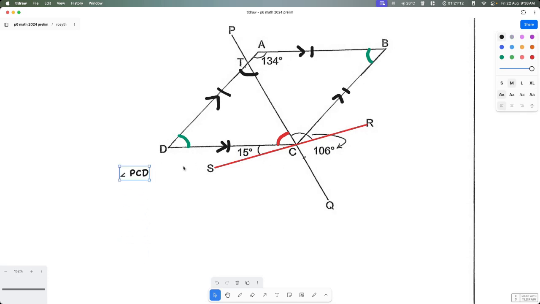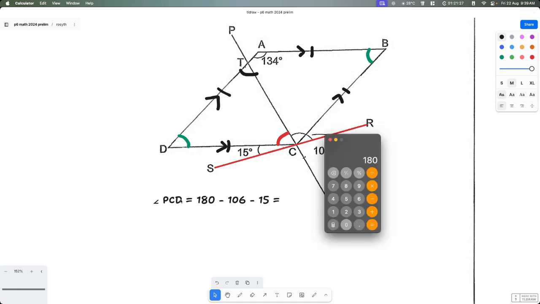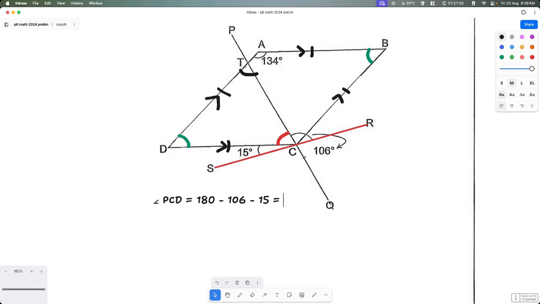So angle PCD, right, over here. So PCD is this one, right? PCD is equal to 180 minus 106 minus 15. Okay, so let's use the calculator. 180 minus 106 minus 15. This is 59 degrees, right? Okay, so that means this over here is 59 degrees.